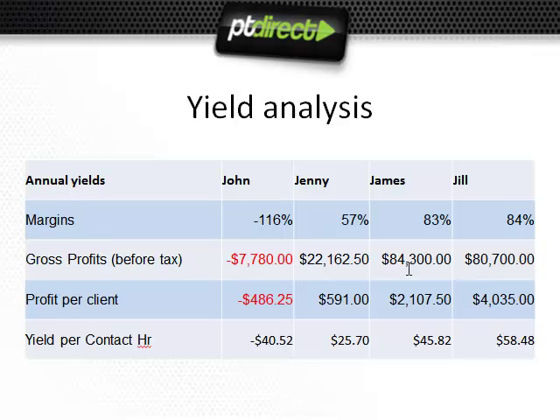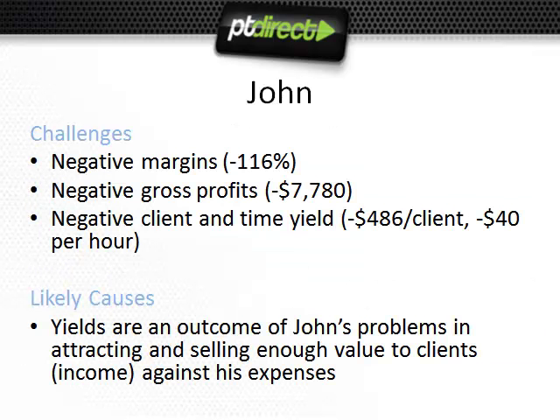You can see that both James and Jill are actually doing reasonably well and are quite close in terms of their returns. Profit per client is how much money I'd have if I divided the total profits by the number of clients I currently have. What would the dollar value per client be? How much profit do I gain each year per client? And then looking at contact hours: per contact hour, how much money am I actually making on average? Okay, so let's break this down. Let's have a look at John. First of all, he's got negative margins because he's losing money.